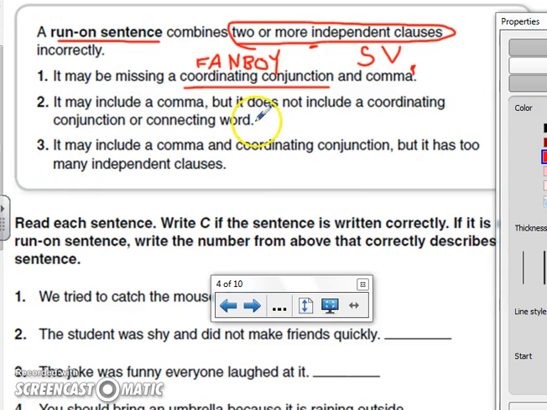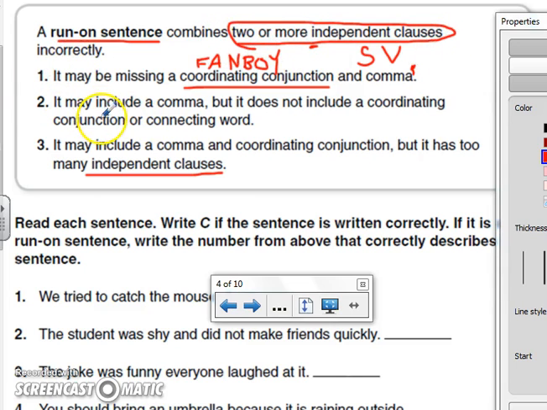It may include a comma, but does not include a coordinating conjunction or connecting word. So what they're saying is, I might have had a comma, but guess what? I forgot a fanboy. Sometimes my error is it has a comma and a coordinating conjunction, but it has way too many independent clauses. I mean, you can't have 16 different independent clauses and keep having commas and conjunctions. So what we're saying is to have a run-on sentence means you combine two or more independent clauses incorrectly.